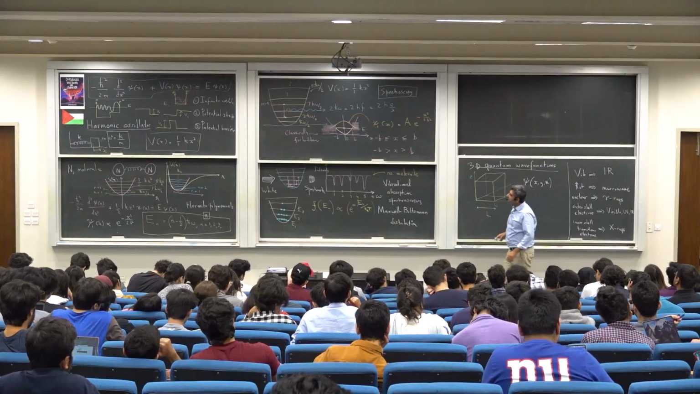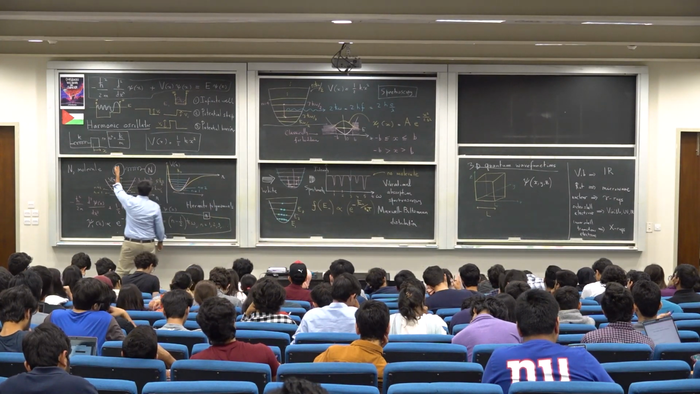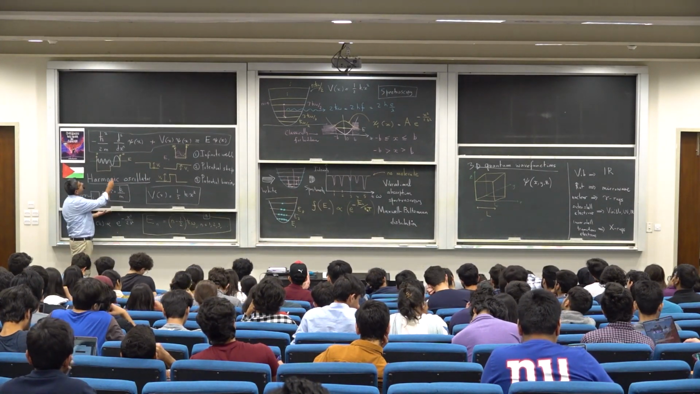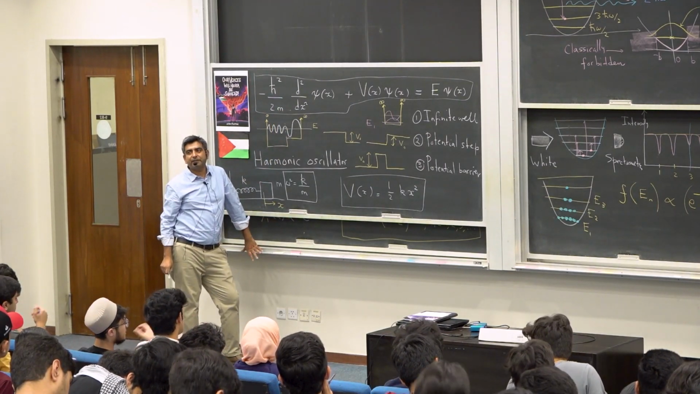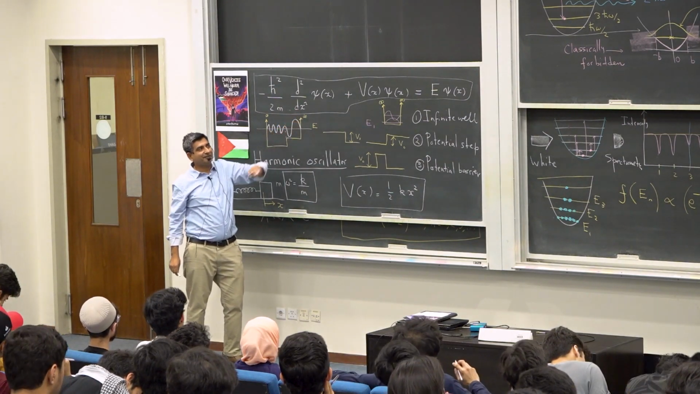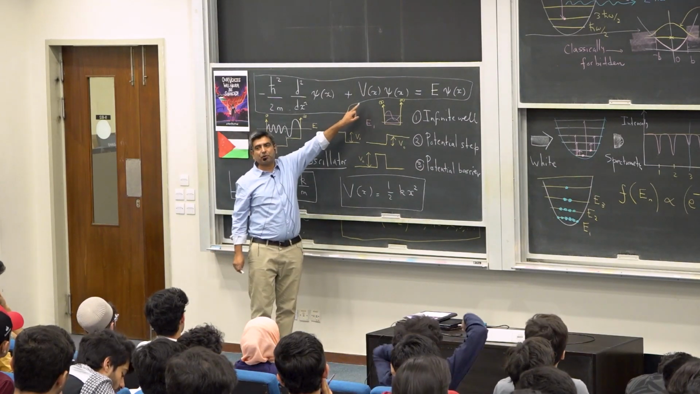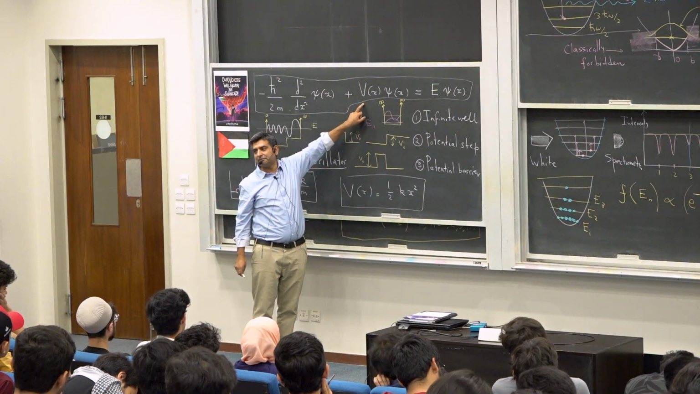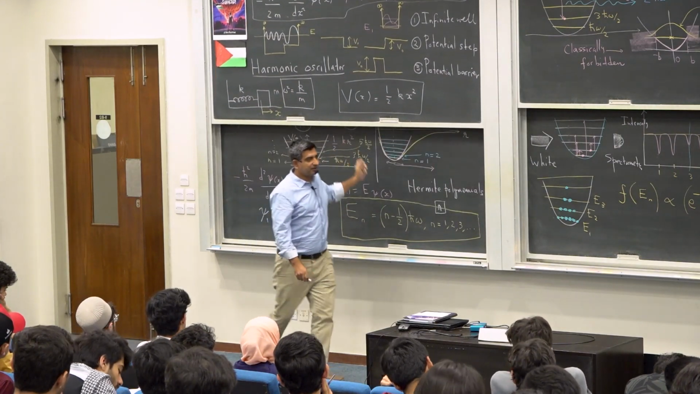Now if I were to write, this is my time independent Schrodinger equation over here. The only thing is that now I need to deal with x, y, and z all together, and the potential energy is also a function of x, y, and z. So it's very easy to write the time independent Schrodinger equation for this three-dimensional case.